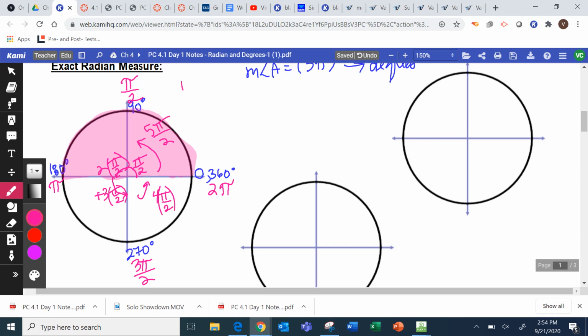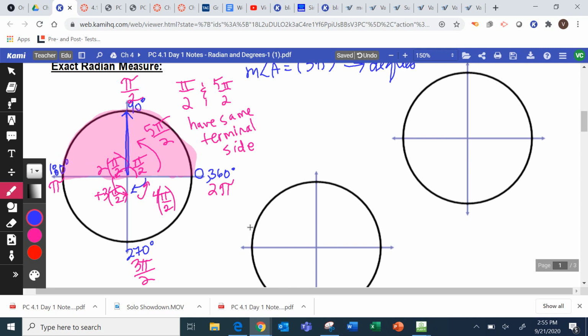5 pi over 2 and pi over 2 have the same terminal side. They both have that same line where the angle ends. And I could keep adding on forever if I want. I could do 6 pi over 2, 7 pi over 2, 8 pi over 2, 9 pi over 2, I can keep going. I can also go the other direction.